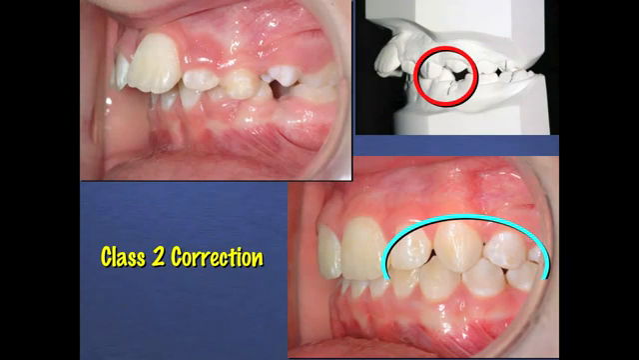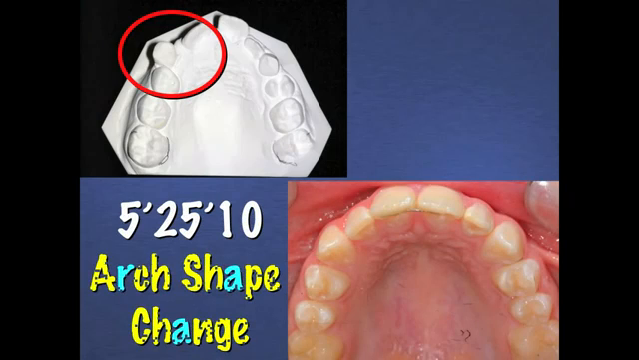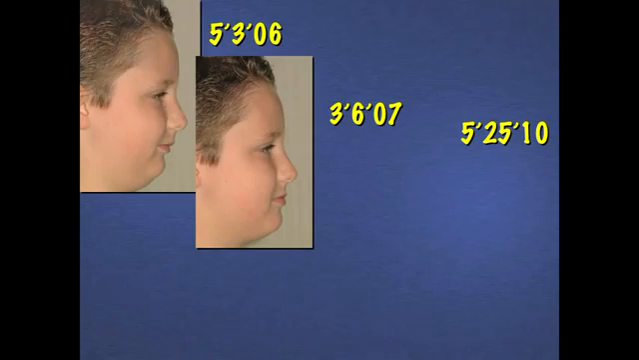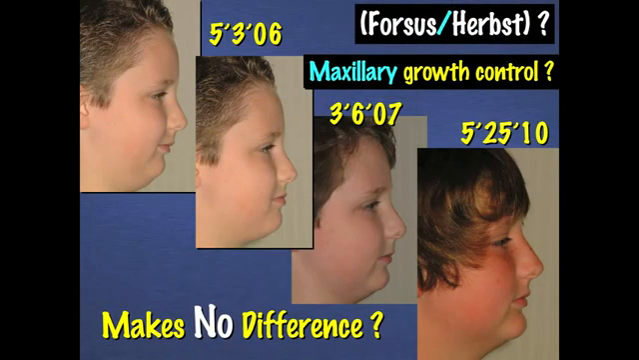Actually, he was treated the exact same way that the girl was treated, except this boy had crowding. Take a look at the occlusal view and ask yourself, how was the arch shape change achieved? This was again done with a very, very simple appliance, which is essentially indestructible and worn part-time.